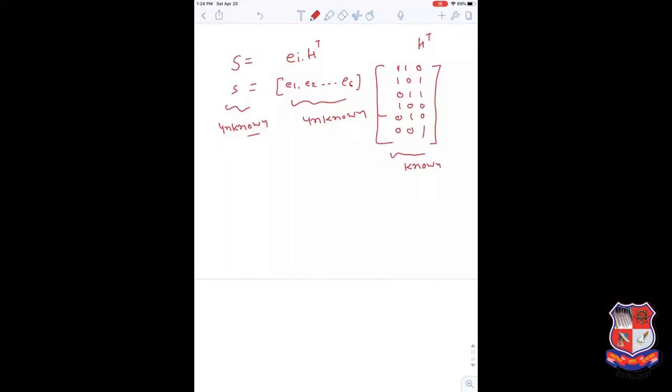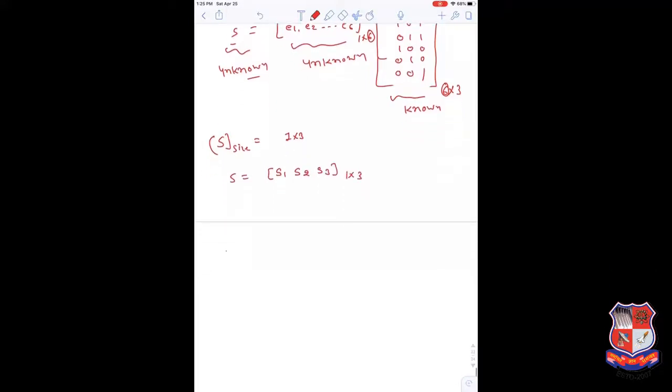This matrix is simply 3 row. How many rows are there? 6 rows, and there would be 3 columns. So this matrix is simply known as 6 comma 3. This matrix is simply known as 1 cross 6. So this is 6 and 6 over here. So this matrix S is simply known as 1 cross 3. The size of S is simply 1 cross 3. So S is simply defined as 3-bit information, S1, S2 and S3: 1 row and 3 columns.